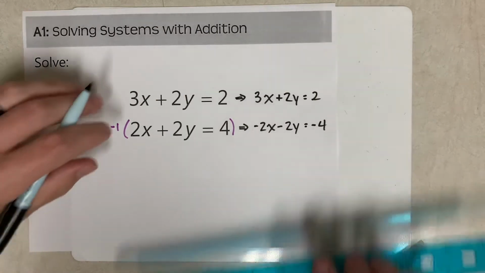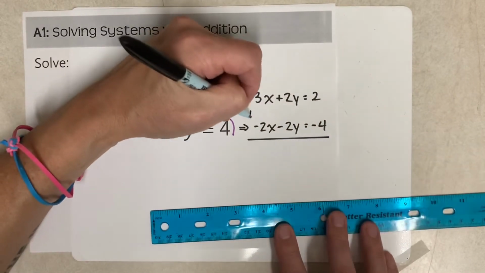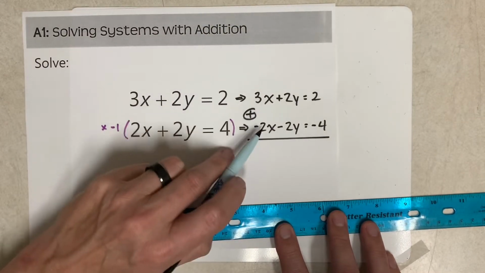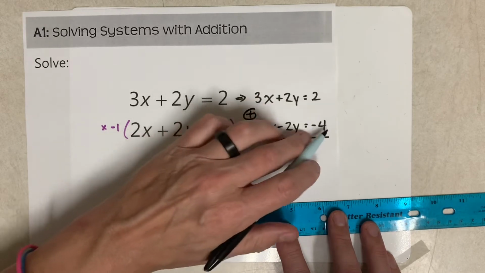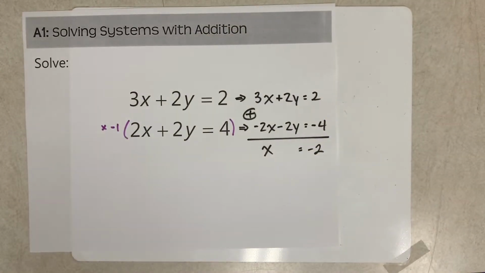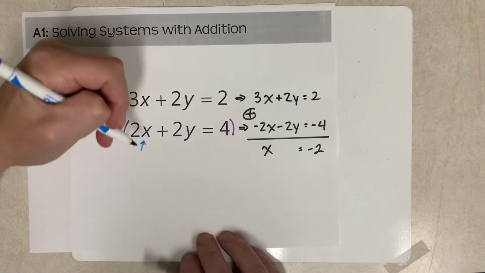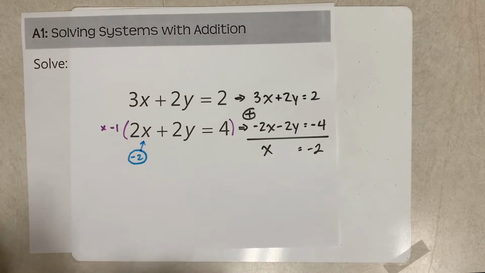Okay, now if I add the two equations together, let's see what happens. 3x take away 2x is 1x. The 2y's cancel. And 2 take away 4 is negative 2. So x is negative 2. I got to take that x equals negative 2 and plug it back into one of the two equations and get my corresponding y value.